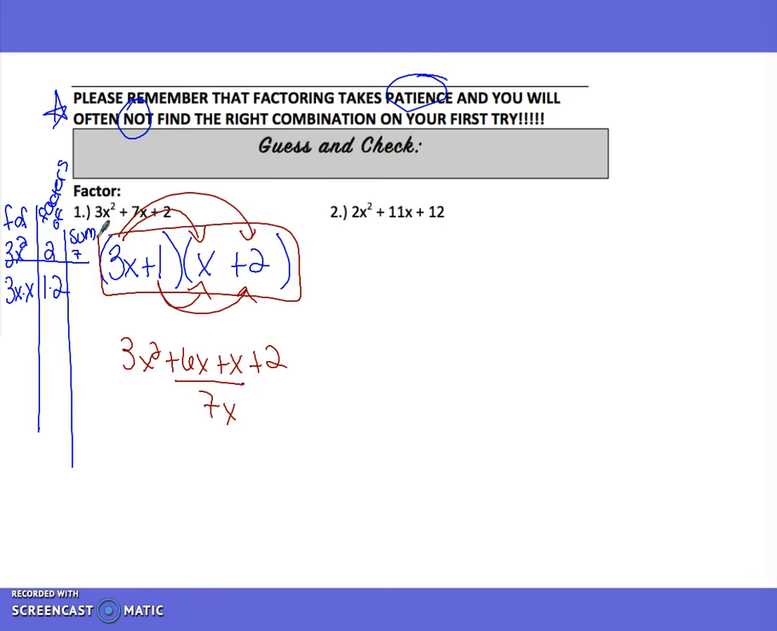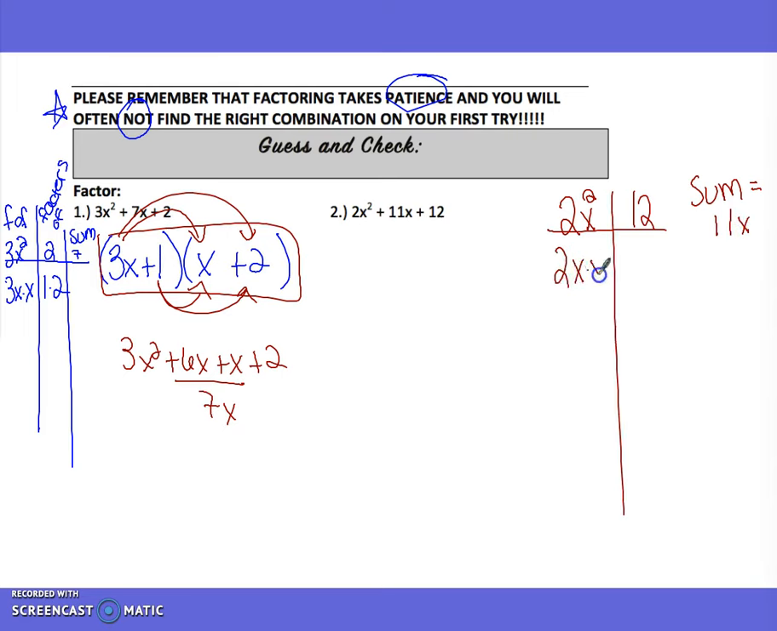Number 2, I'm going to make another little chart. I want the factors of 2x squared and the factors of 12. I know that I'm looking for a sum to equal 11x. So my factors of 2x squared, I just have 2x and x. 12, I could have 1 times 12. I always go in order. 1, 2, 3. 2 times 6, 3 times 4. It's 4 times 3, so now we're back at the beginning.